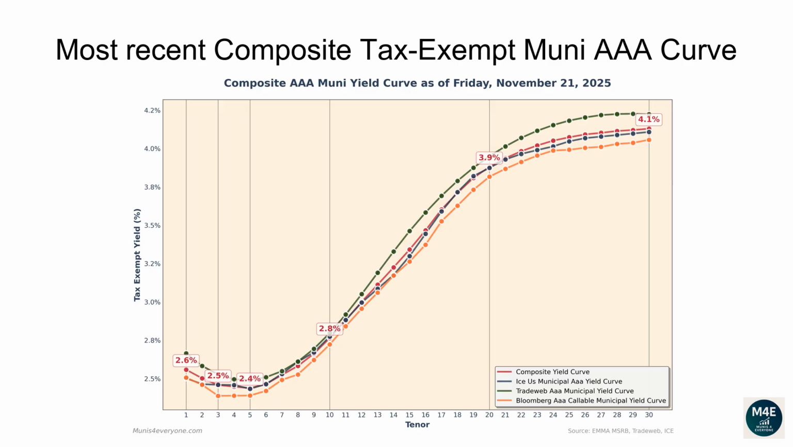The one-year composite tax-exempt yield is 2.56%. The two-year yield is 2.5%. The three-year yield is 2.46%. The 5-year yield is 2.44%. The 10-year yield is 2.76%. The 20-year yield is 3.88%. The 30-year yield is 4.13%.